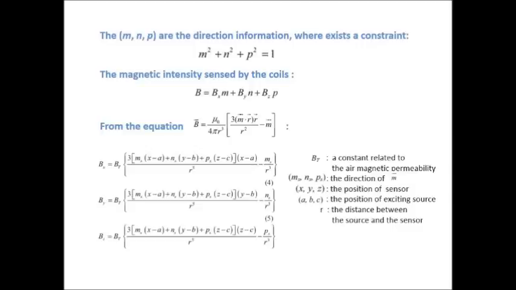And x, y, z is the position of the sensor, a, b, c is the position of the exciting source, and R is the distance between the source and the sensor. For each exciting source, the magnetic intensity sensed by each of the sensors within the colonoscope is measured, and for N sensors, N measured values are gathered. 5 sources are the minimum to solve because there are 5 unknown position and orientation parameters, which are x, y, z, m, n, and p.